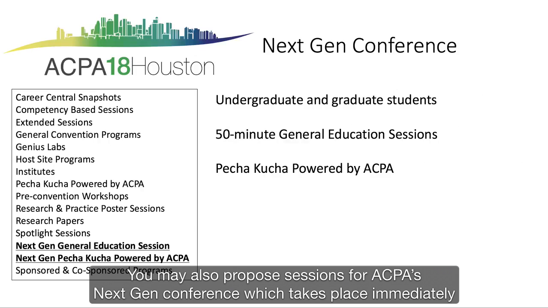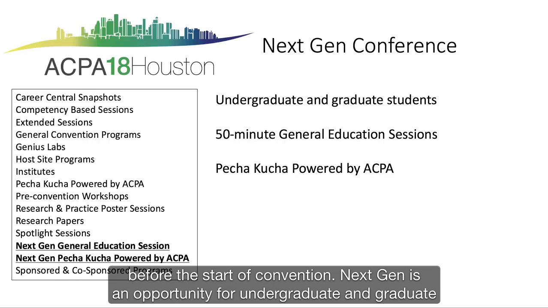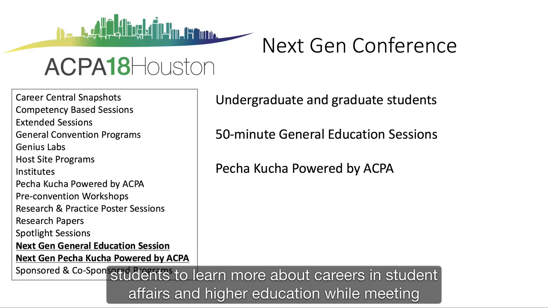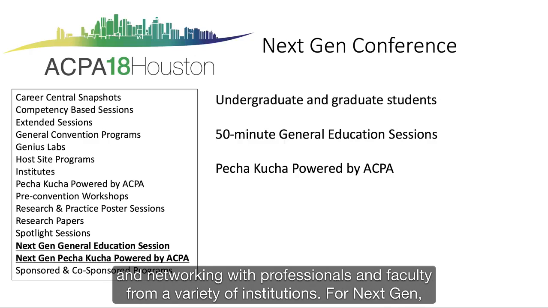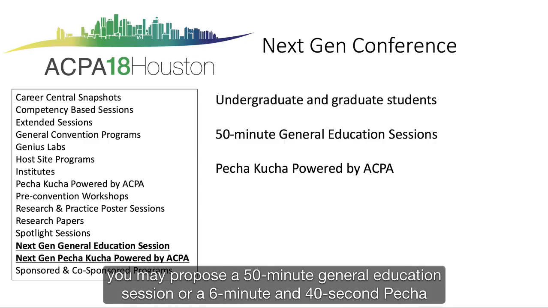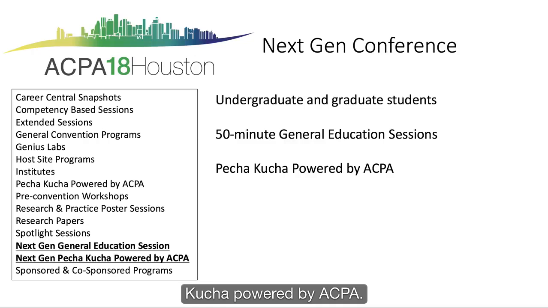You may also propose sessions for ACPA's Nextgen conference, which takes place immediately before the start of convention. Nextgen is an opportunity for undergraduate and graduate students to learn more about careers in student affairs and higher education, while meeting and networking with professionals and faculty from a variety of institutions. For Nextgen, you may propose a 50-minute general education session, or a 6-minute and 40-second PechaKucha powered by ACPA.